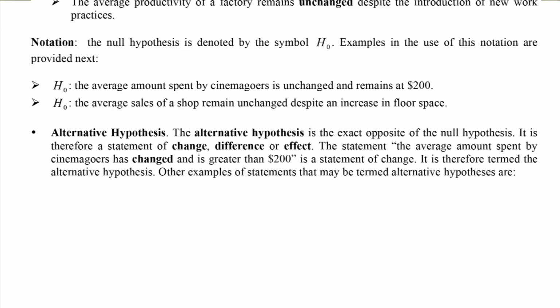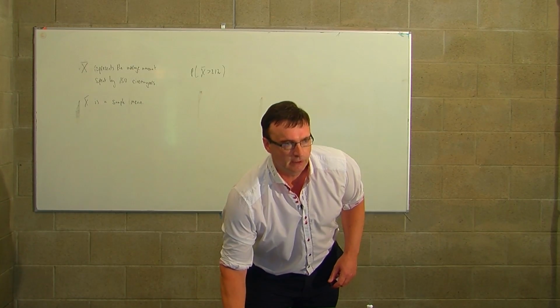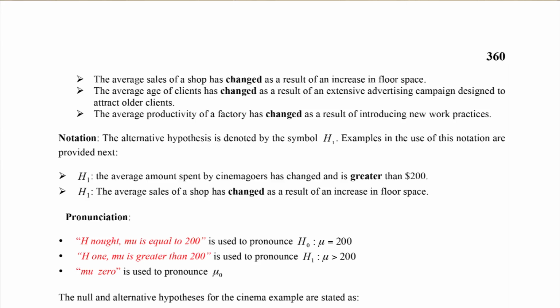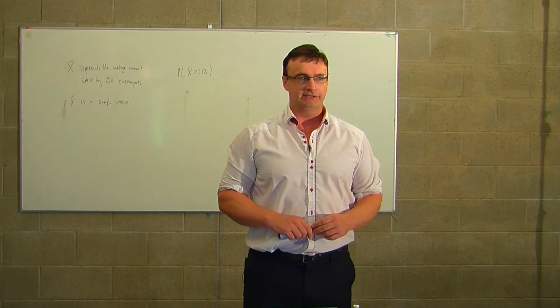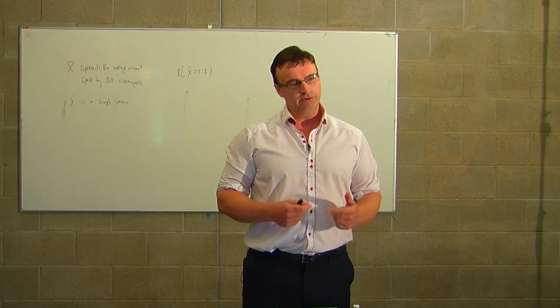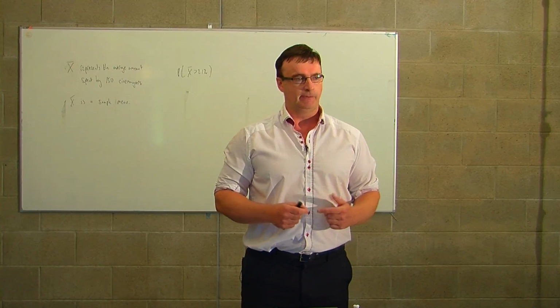Other examples of statements that can be termed alternative hypotheses are, let's check them out. The average sales of a shop has changed as a result of an increase in floor space. The average age of clients has changed as a result of an extensive advertising campaign designed to attract older clients. The average productivity of a factory has changed as a result of introducing new work practices. So, on the H1, I can see a bit of action goes down.